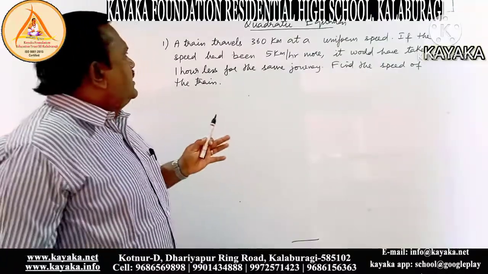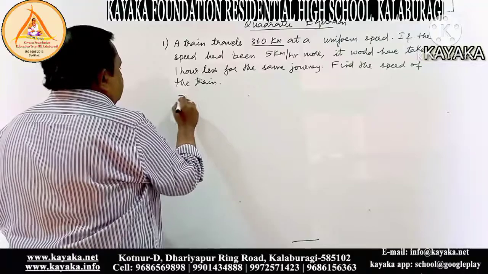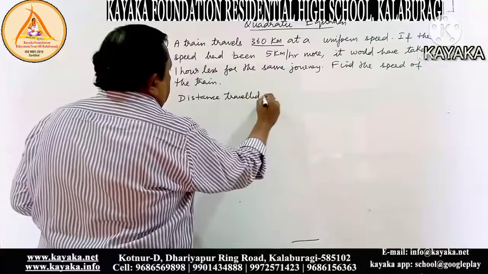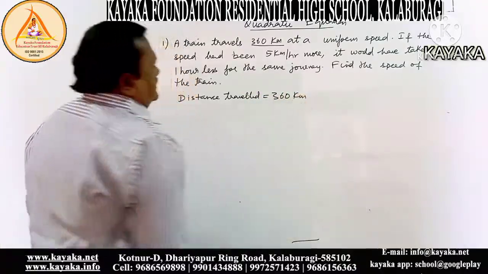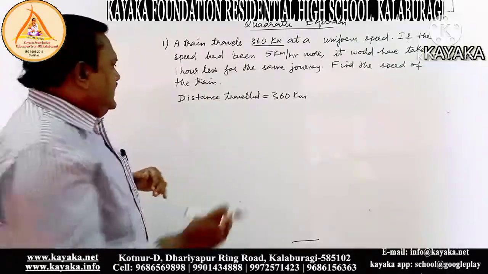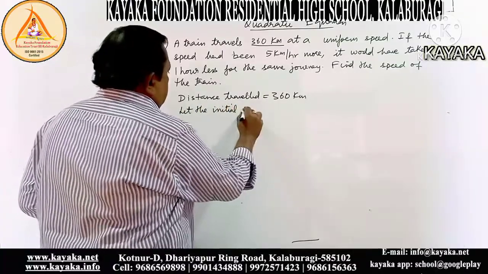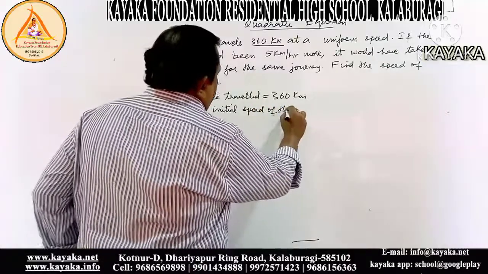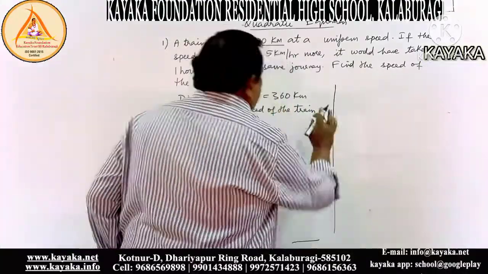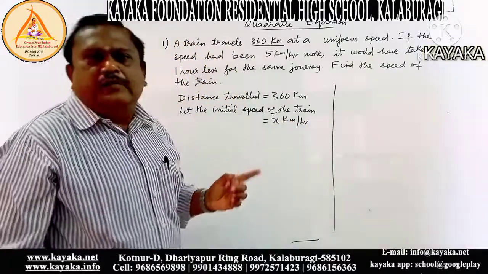First, what they have given: a train travels 360 km. Therefore, you can write distance travelled equal to 360 kilometers. Now we will assume, let the initial speed of the train be equal to x kilometers per hour. You can take that as x kilometers per hour.